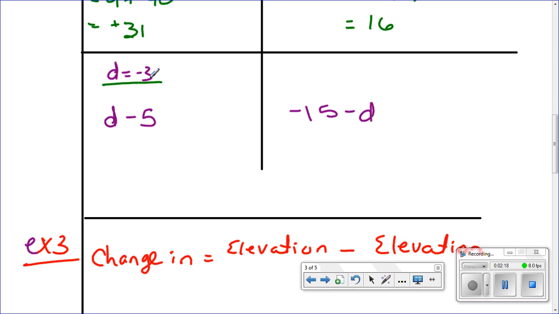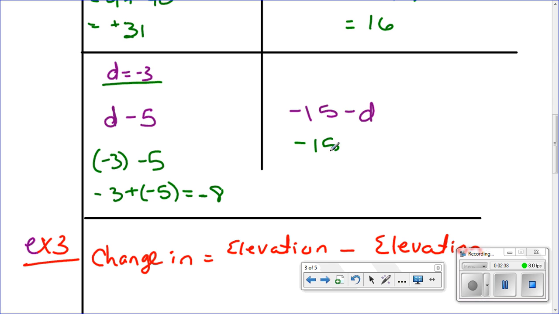Okay, if we say d is equal to negative 3, let's try this. Let's substitute in, so we have negative 3 minus 5. So this will be negative 3 plus a negative 5. Same sign, so we add them to get 8. We take the negative with them.